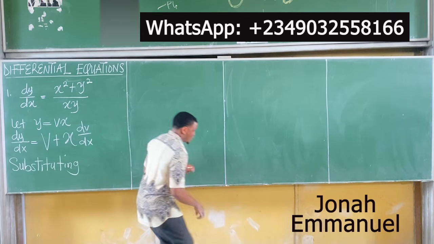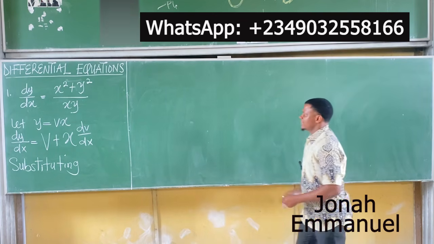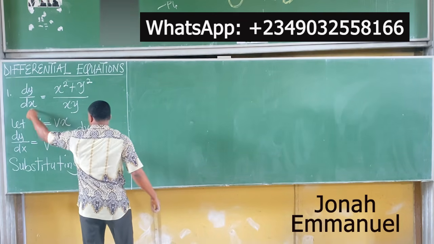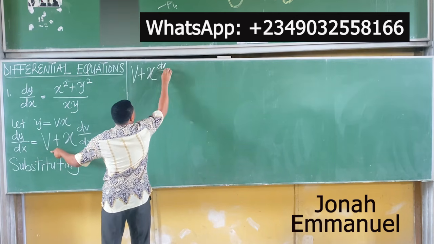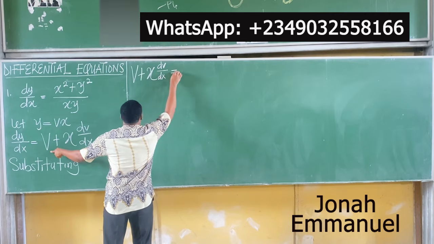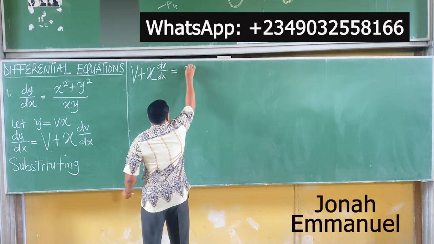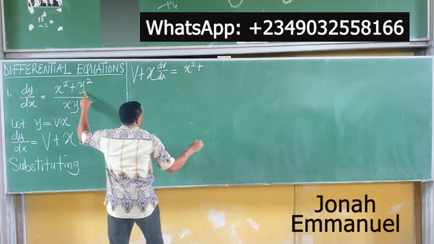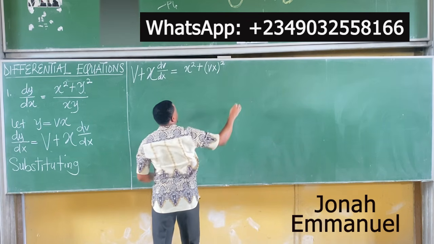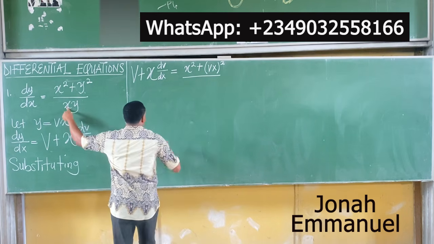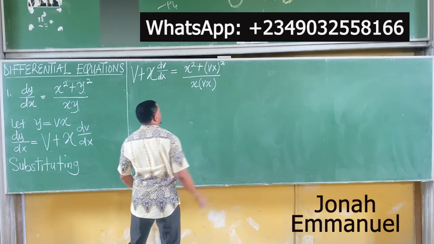In my substitution, I'll have this. So dy/dx becomes v plus x dv/dx, and that is equal to this one here. Wherever I see y, put vx. So it becomes x squared plus y squared. We said y is vx, so in place of y, I'll put vx. Now y is being squared, so square this, all over x. In place of y, I will be putting vx.